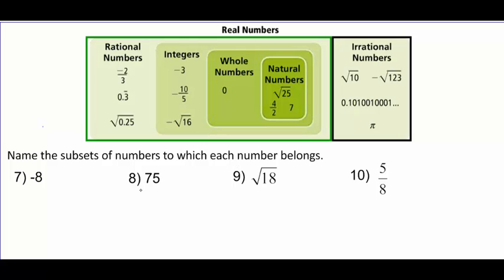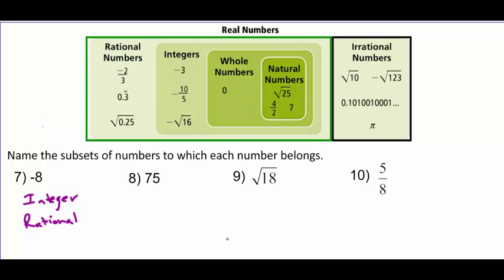All right, so name the subsets of numbers to which each number belongs. On number 7, I see that I have the number -8. The first thing I know is, okay, it can't be natural and it can't be whole because it's negative. So essentially what we have here is we know that -8 is an integer. It doesn't have a fraction or a decimal value to it. And then we also know that it's a rational number. And that's it. That's -8.